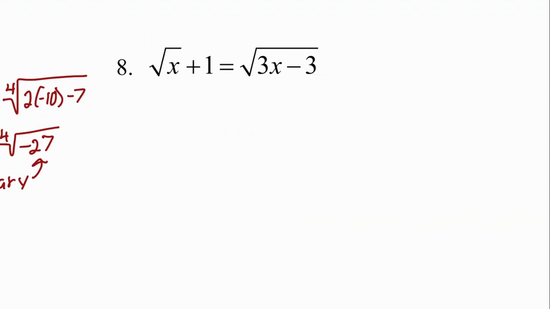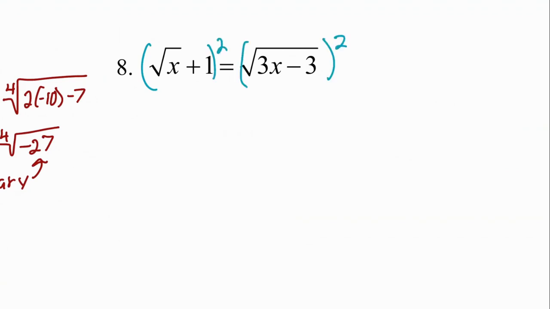The next one's a little tricky too, because we have two radicals going on, but we actually also have this plus 1 happening, which kind of ruins things a little bit for us. So when we have something like this, we're going to start by getting one radical alone, squaring, and then going from there. So right now we have this 3x minus 3 that is already alone. So we're going to go ahead and square both sides to try and get rid of that first radical first. So I'm going to square both sides.